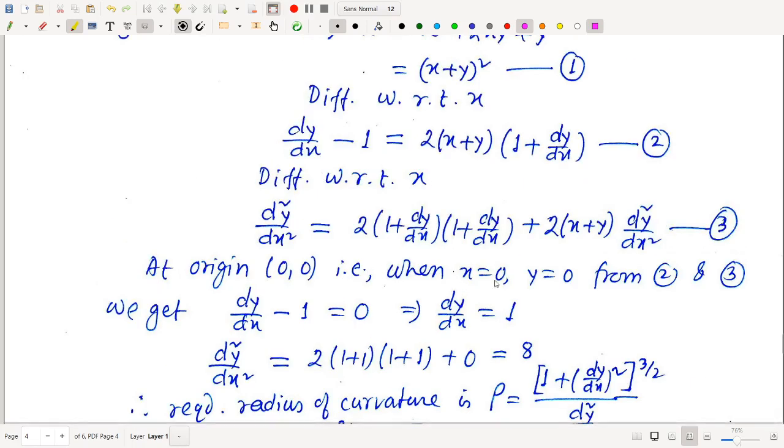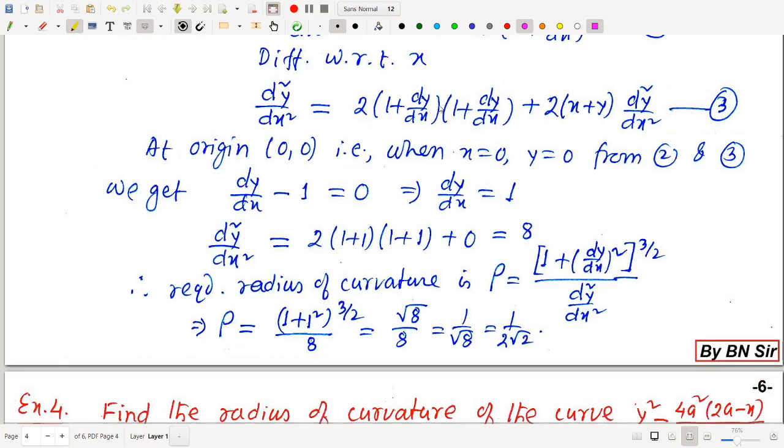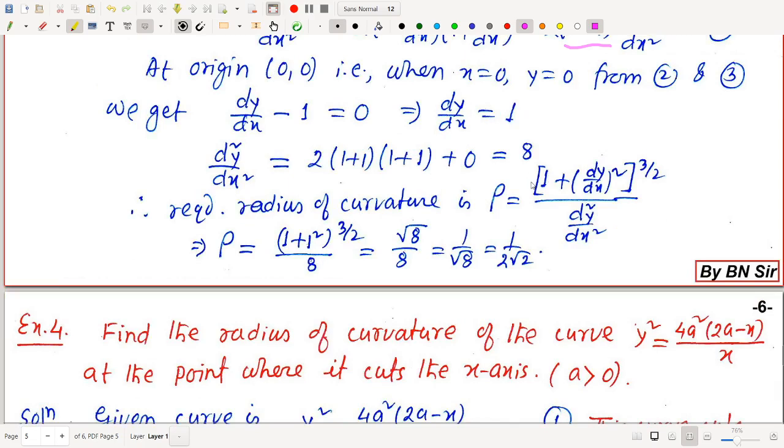Now at the origin, that is when x is 0 and y is 0, we get from number 2 and 3. In number 2, if we put x 0 and y 0, the right side is 0. So dy by dx minus 1 is 0, so dy by dx is 1. And in number 3, if we put x 0, y 0, what we get? This term will be 0. But here dy by dx is 1, as we have already got. So it is 2 into 1 plus 1 into 1 plus 1, which means 8. d square y by dx square is 8.